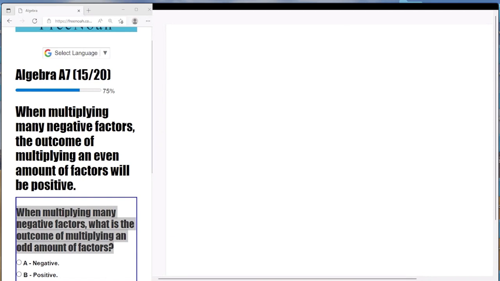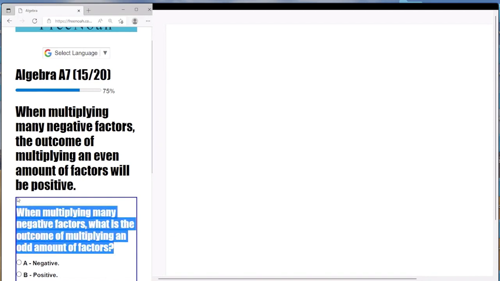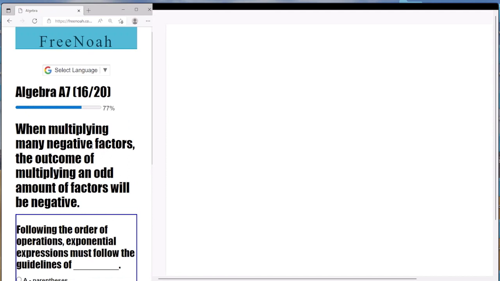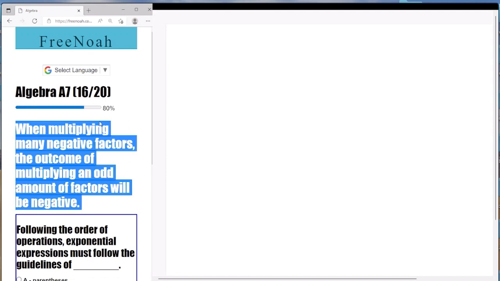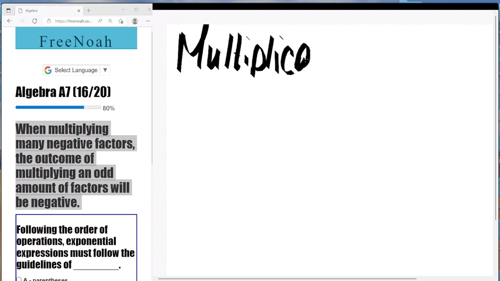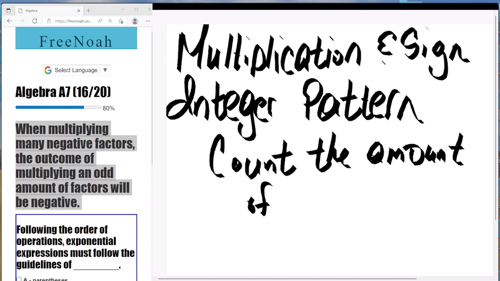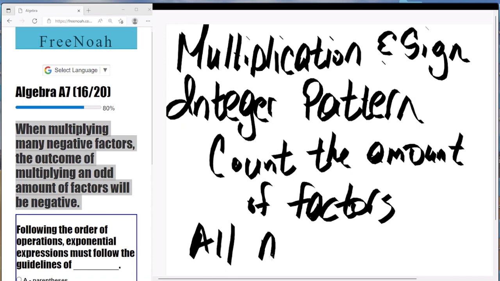When multiplying many negative factors, what is the outcome of multiplying an odd amount of factors? When multiplying many negative factors, the outcome of multiplying an odd amount of factors will be negative. So we're looking for patterns here when we're multiplying negatives, right? So multiplication and sign integer patterns. Count the amount of factors and try to see if there's some pattern to it, okay?